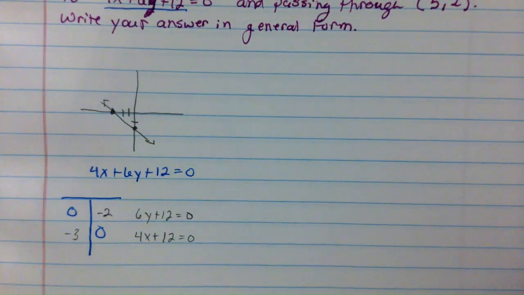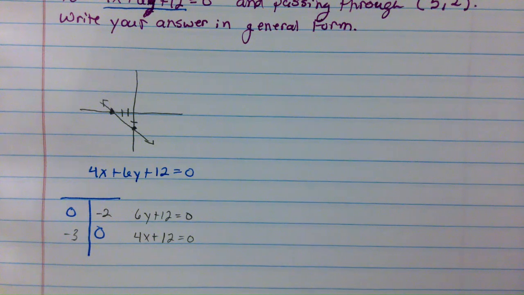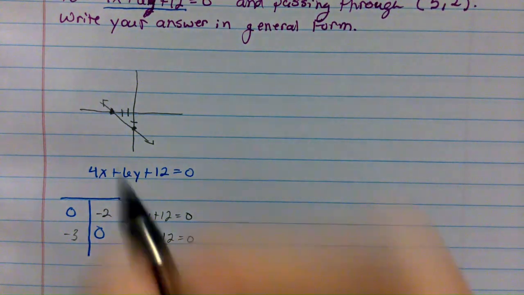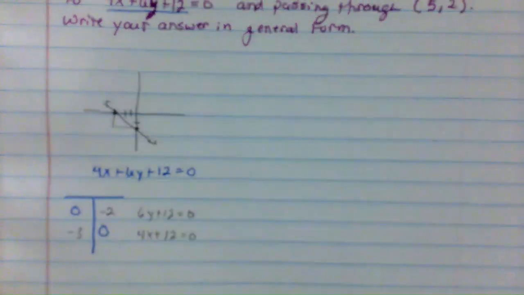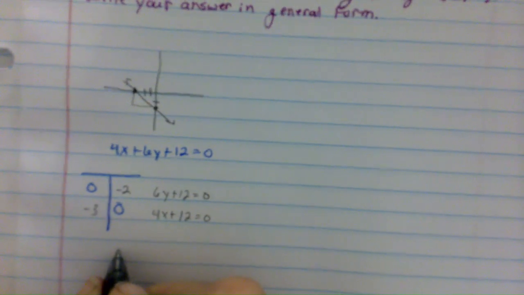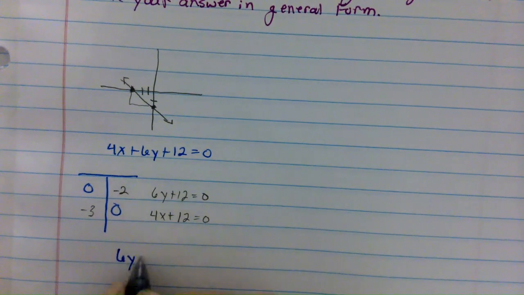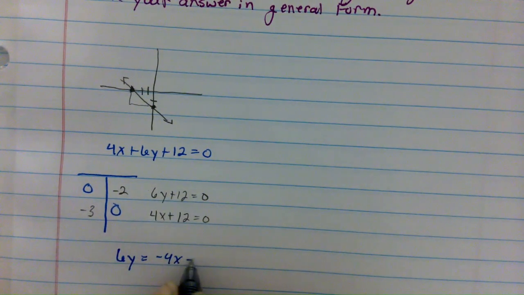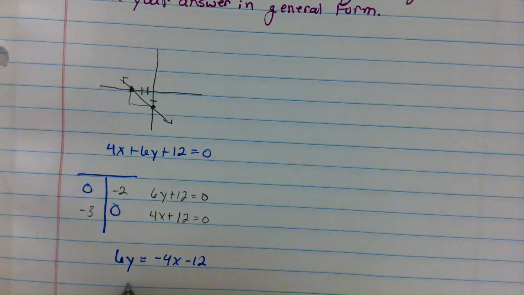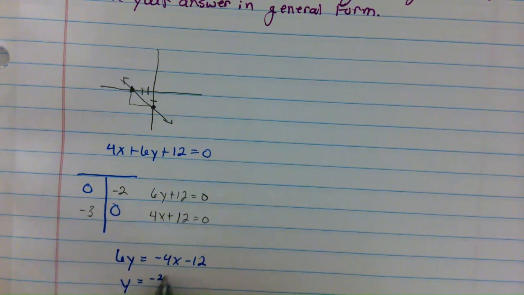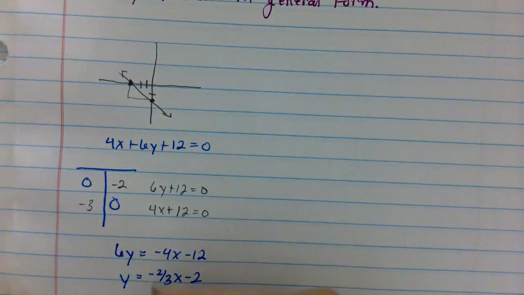Well, that's a negative slope, right? And it looks like it's going down 2 over 3. Okay, let me do the algebra. Let's check that out. 6y equals negative 4x minus 12. Divide everything by 6. Indeed, my slope here is down 2 over 3.